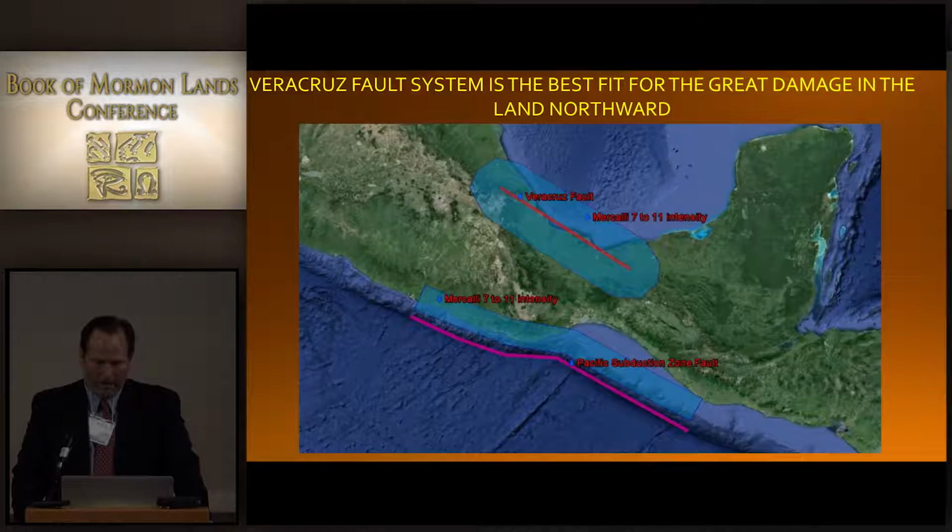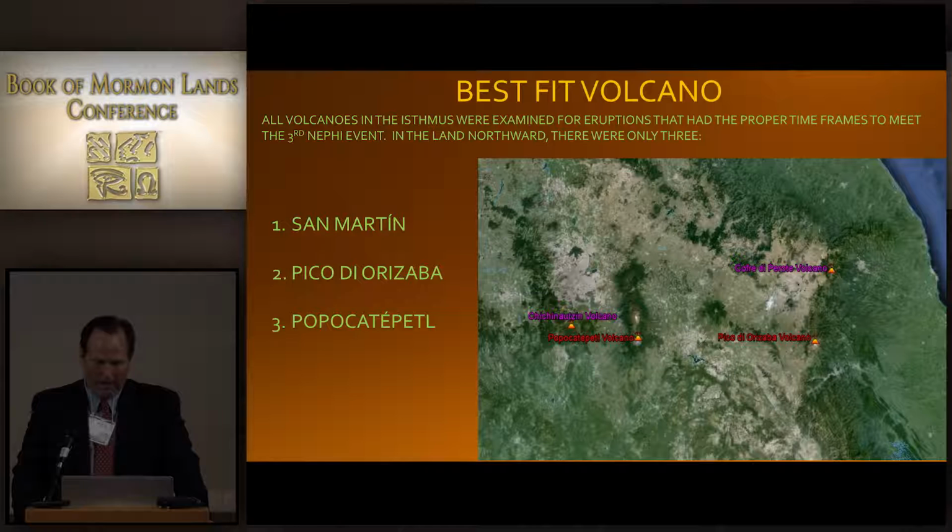Then I said, okay, now I got to go to the volcano question. First question: can you have multiple volcanic eruptions occur at the same time? The answer is yes. The Kamchatka Peninsula, that's occurred. So it can occur. Best fit would be, can I explain it with only one? That might be something to look at. Not saying that there weren't more, but we'll take a look at it.